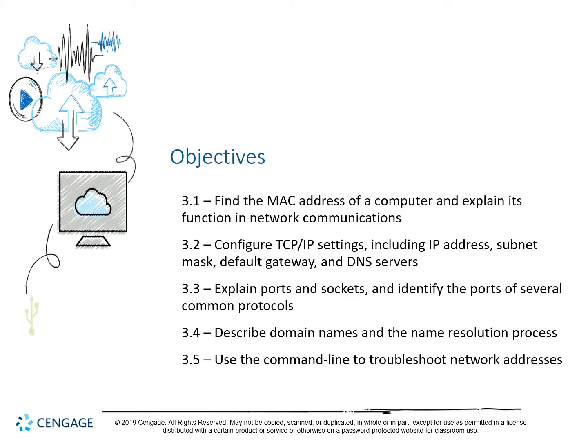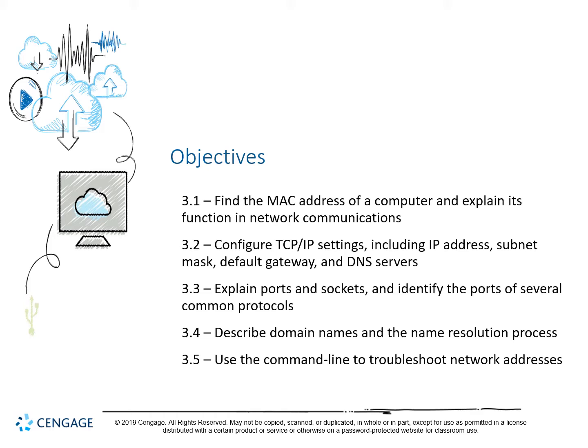First, we're going to talk about how to find the MAC address of a computer and explain its function in network communications. We're also going to look at how to set up TCP/IP, including the IP address itself, the subnet mask that we use to define internal and external networks from one another, the default gateway, and DNS servers.